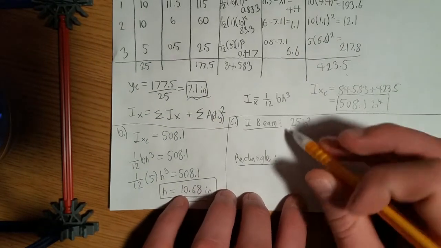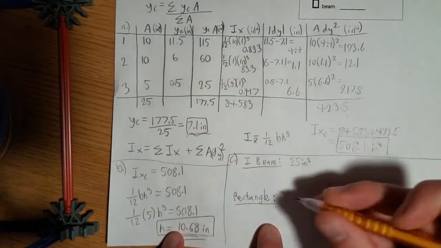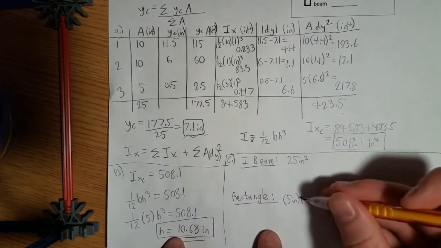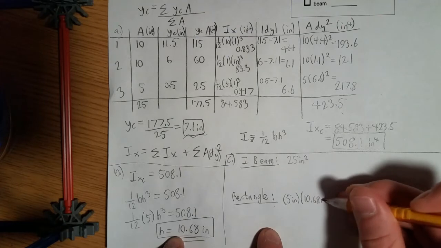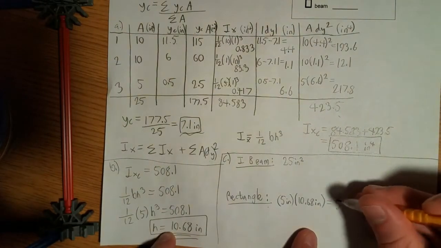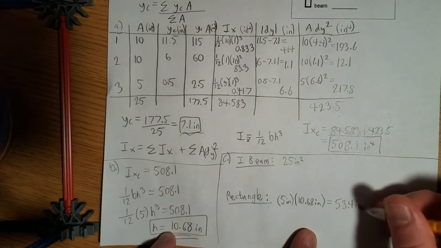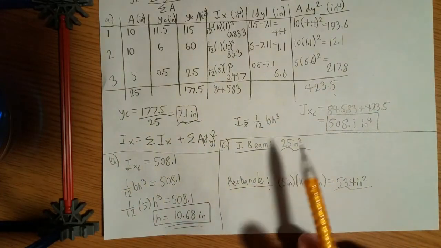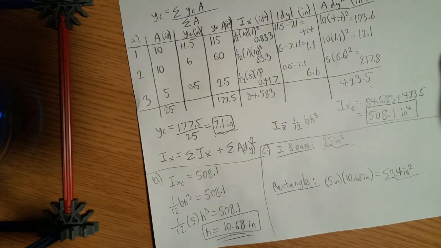Rectangle beam. And this is going to be base times height. Well, the base is 5 inches. And the height, as we found in part B, is 10.68 inches. And that's going to give us 5 times 10.68 is equal to 53.4 inches squared.